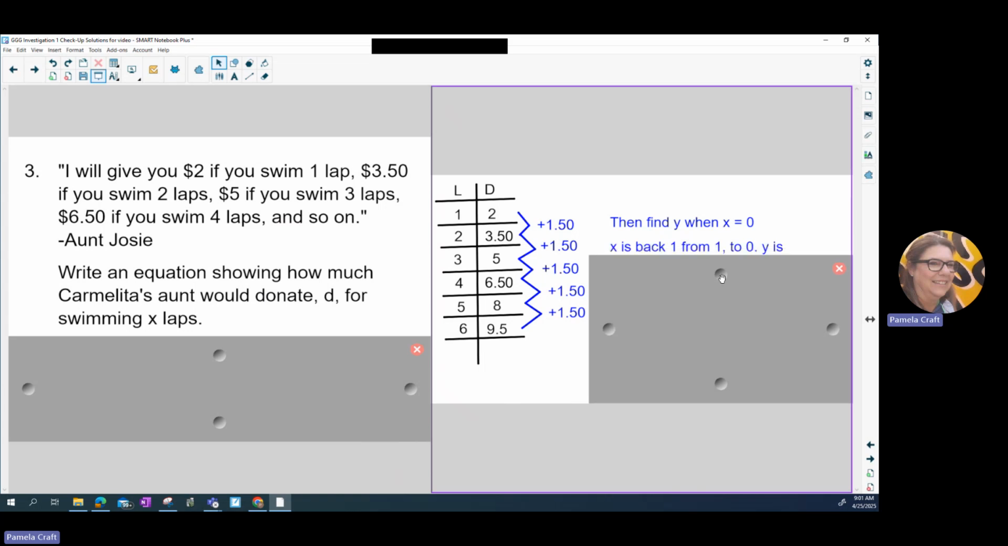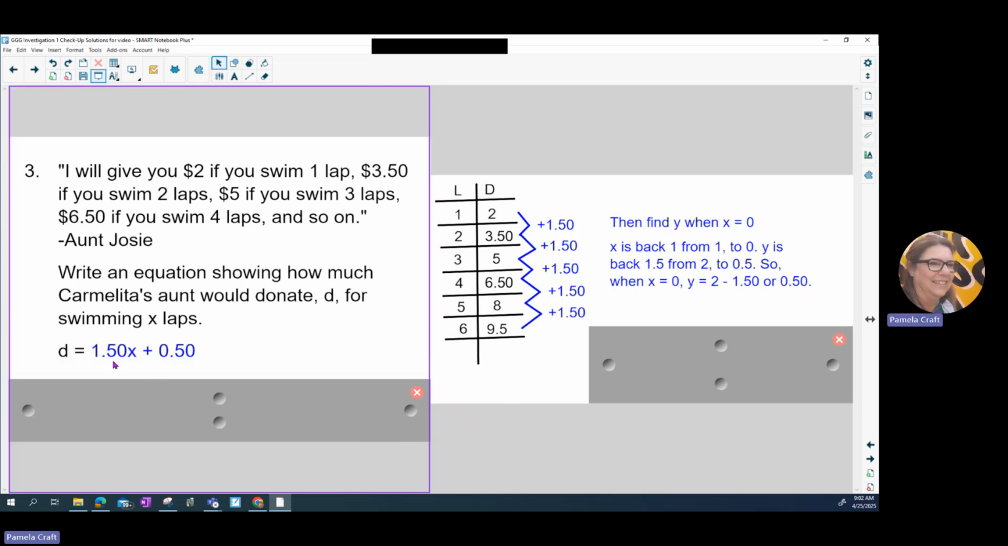That's your starting value. So x is back 1 from 1, right? If I go backwards from here, I get to 0. And then my y, I'm going to go back $1.50. So instead of $2, I'm going to go back $1.50, ending on 50 cents. So when x is 0, y is 2 minus $1.50 or 50 cents. So my equation is going to be y equals $1.50x plus 50 cents.